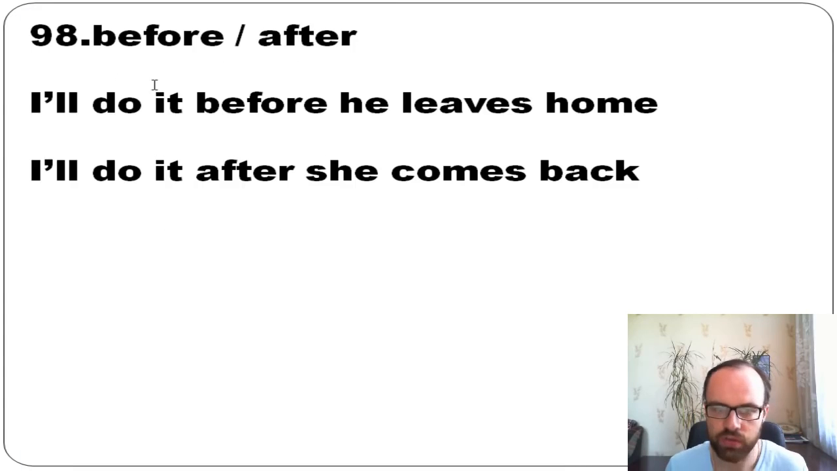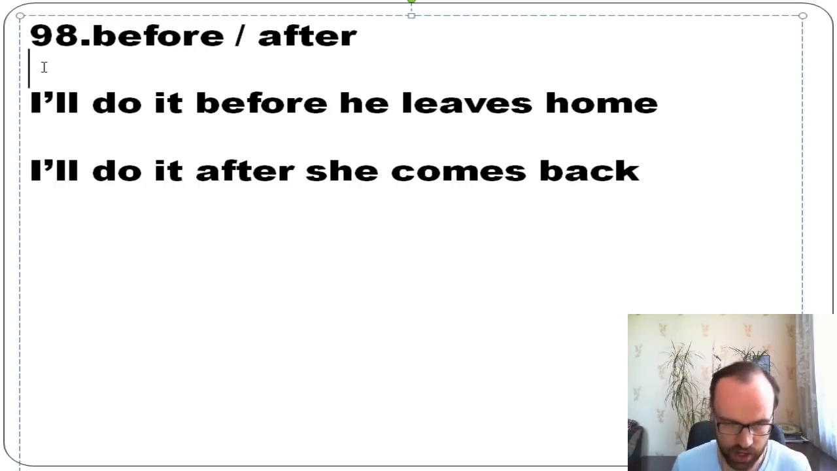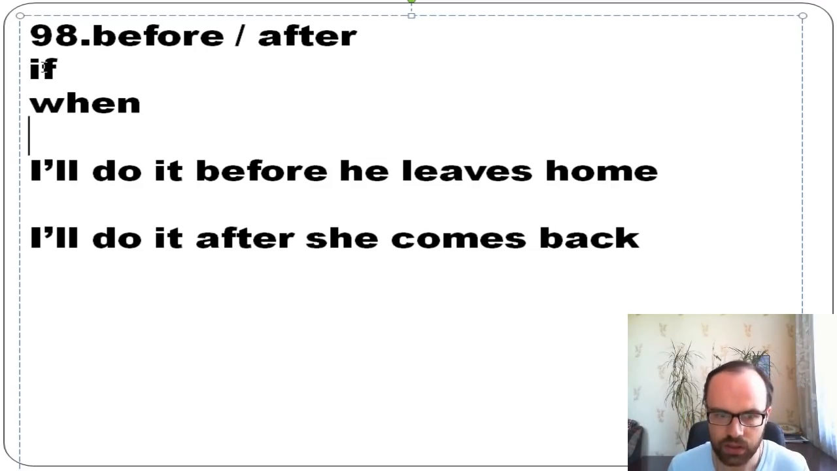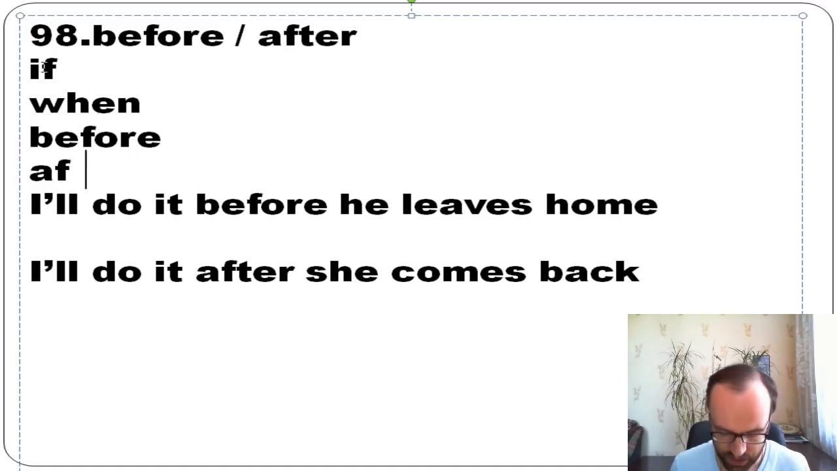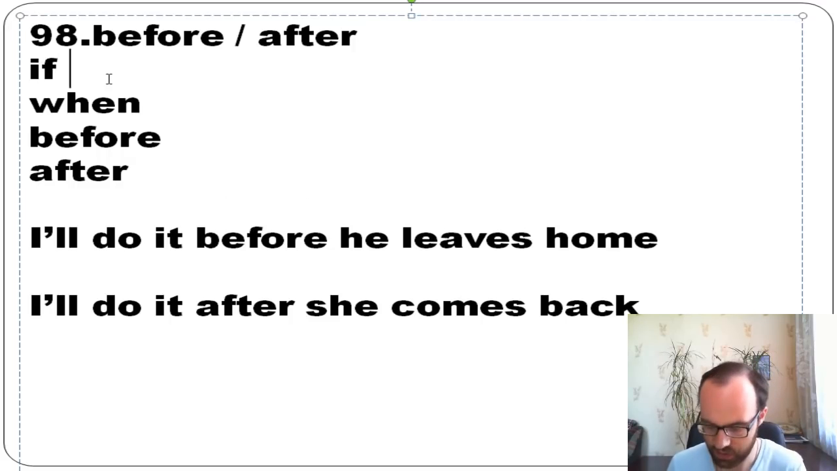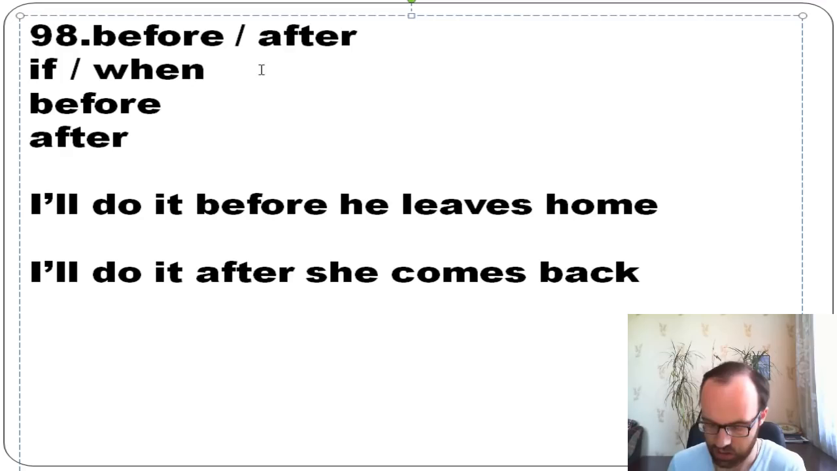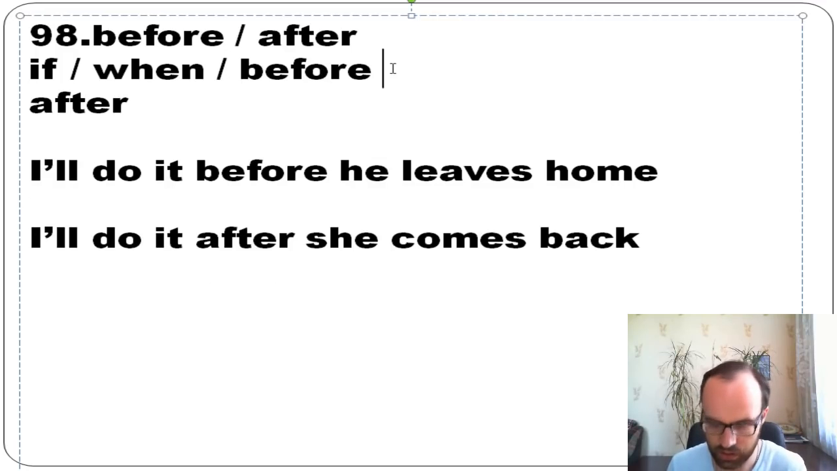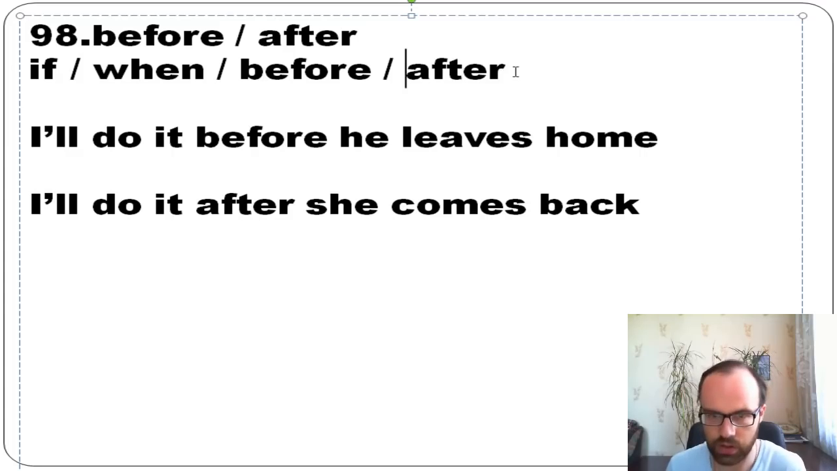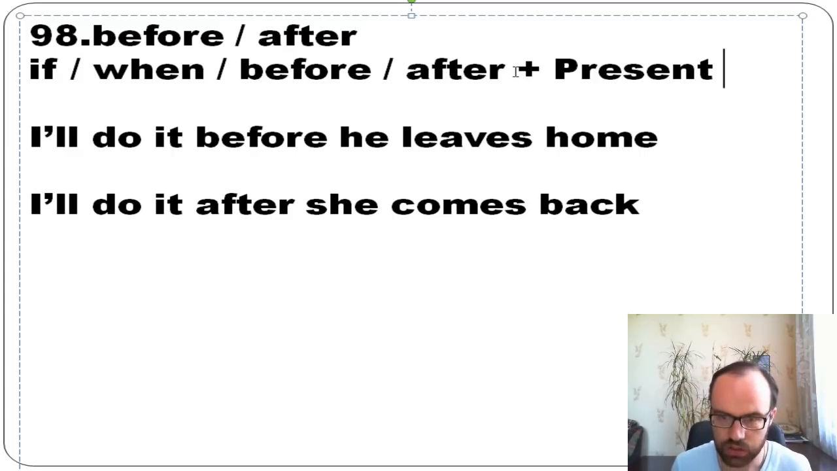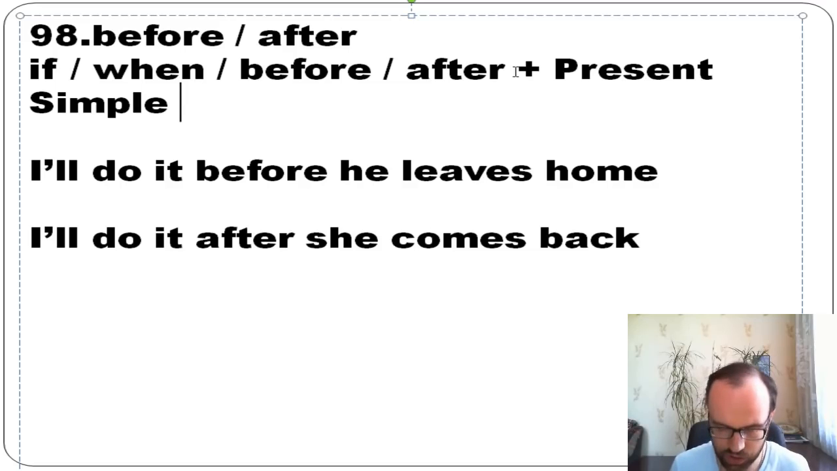Okay, next, before and after. We talked about one thing, that if you have if, when, you use present simple, but there is a longer list of these verbs. So before and after. After these words you use present simple, but you talk about the future. You talk about the future, but you use present simple.